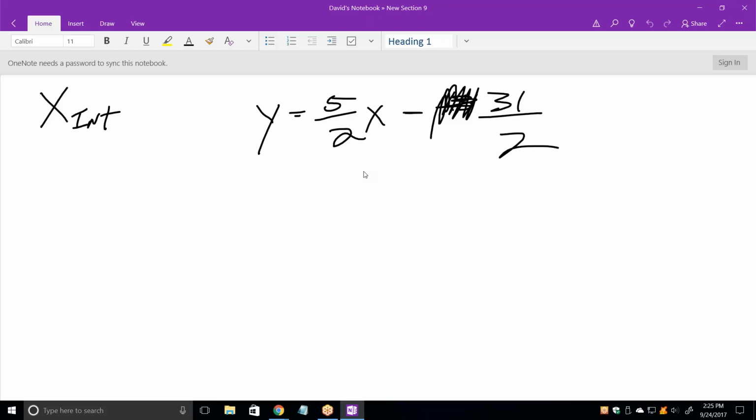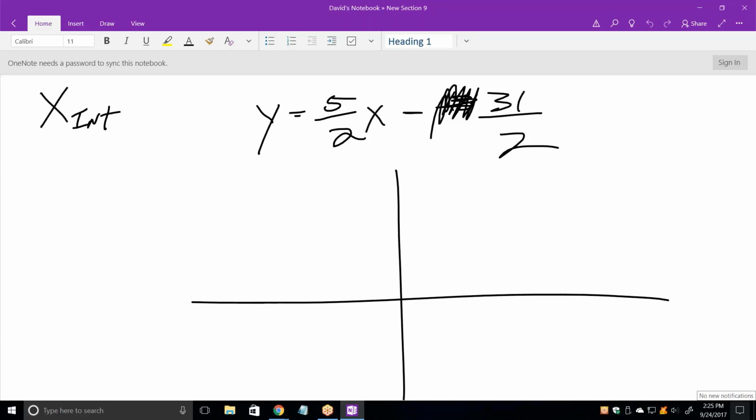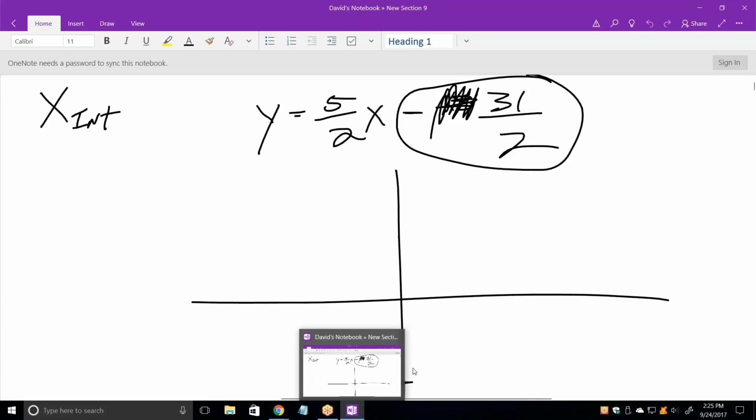Okay, so if I want to graph that, I can graph it in the normal way, which would be to start where? The y-intercept. That's the y-intercept, so that's minus 31 halves. And then apply the slope. I'm going to go up 5 and to the right 2. So there's my slope. Now I've got a point there, I've got a point there.